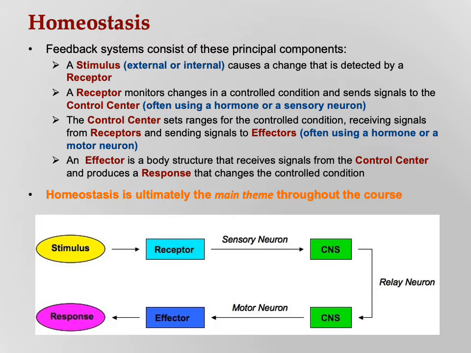Homeostasis, ultimately the main theme throughout the course. So that diagram at the bottom is a good one. The stimulus impacts a receptor. In this case, it's a neuron that goes to the CNS, meaning the central nervous system. That doesn't have to be the control center. The control center could be an organ, could be your kidney, all right? And then again, the control center has to tell the effector what to do. It'll do that using a hormone or a nerve impulse. And then there'll be a response or a result. For me, either word is okay.